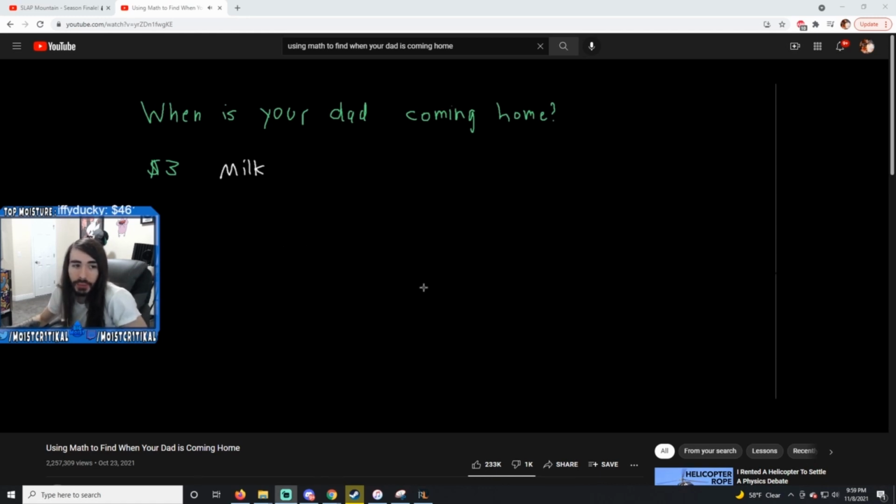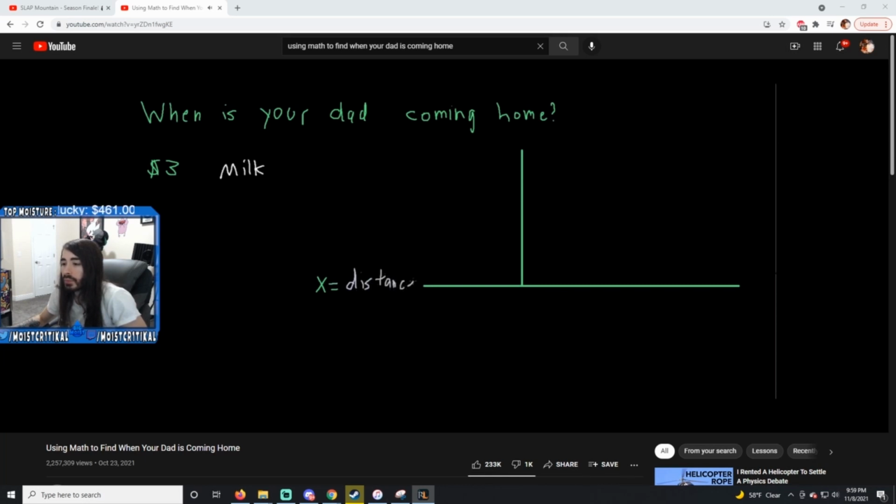So firstly, let's set up a graph, where the x-axis represents how far your dad is from home, the distance, and the y-axis represents the time until your dad gets home, the time.